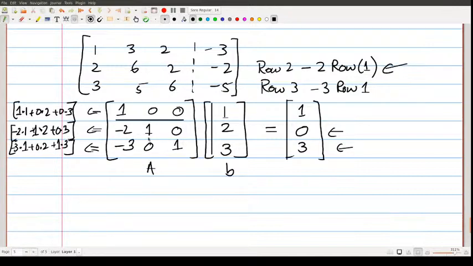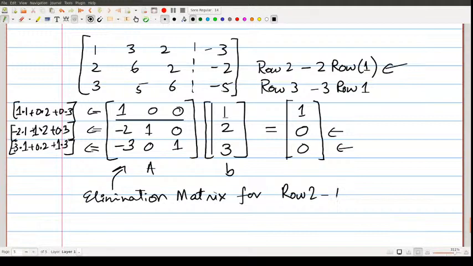So this is the matrix that when you multiply with this vector, it gives you the first entry as it is. The second entry changes to 0 because it does row 2 minus 2 times row 1, and the third entry changes to 0 because it does row 3 minus 3 times row 1, right? And so this is my elimination matrix. Usually we try to do 1 elimination per matrix, but I've done 2 eliminations, that's fine. I'm allowed to do that. Elimination matrix for row 2 minus 2 times row 1 and row 3 minus 3 times row 1, right?